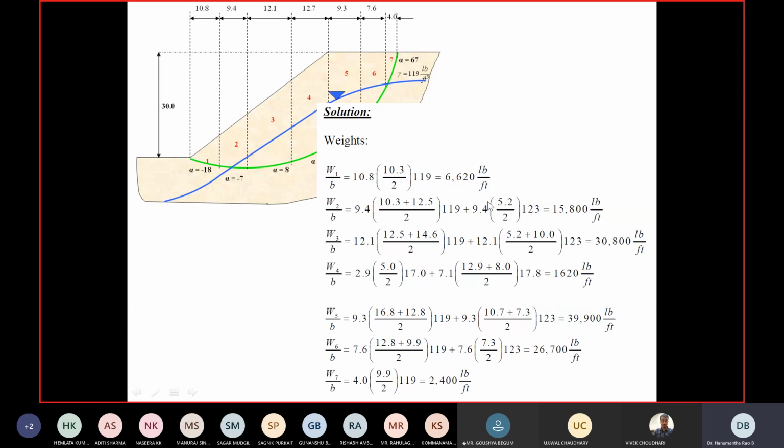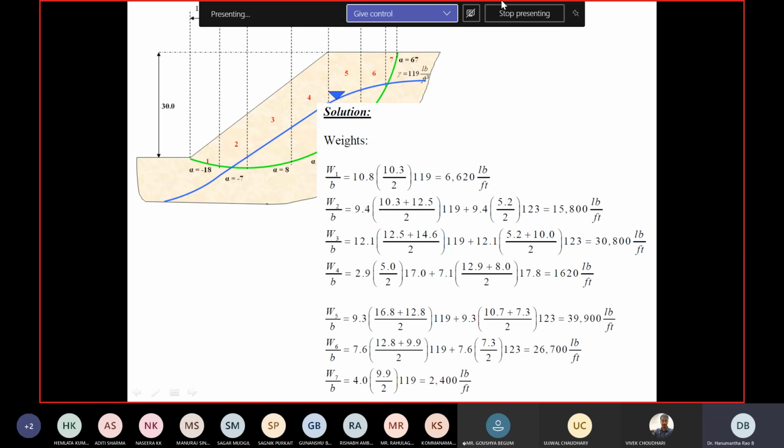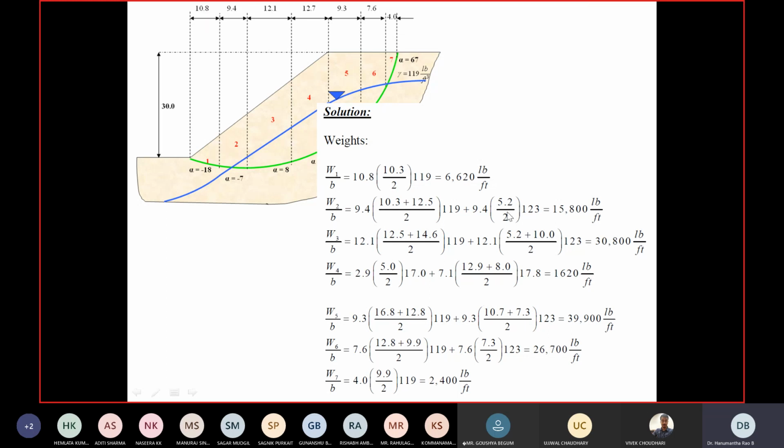Whatever units you take, maybe centimeter or feet or inches, it doesn't matter. So this 5.2 is the length of the slice below the water table. The same thing you can also see for slice number 3: 5.2 plus 10 divided by 2, and this is 12.5 below and 14.6 above.